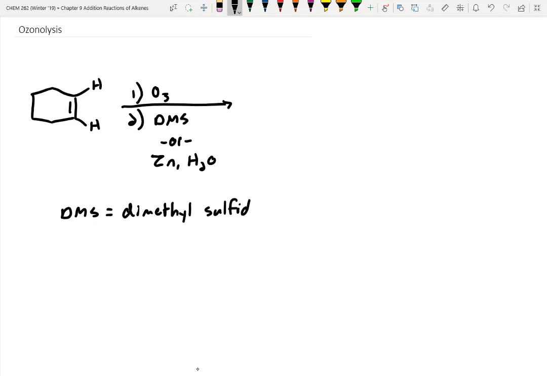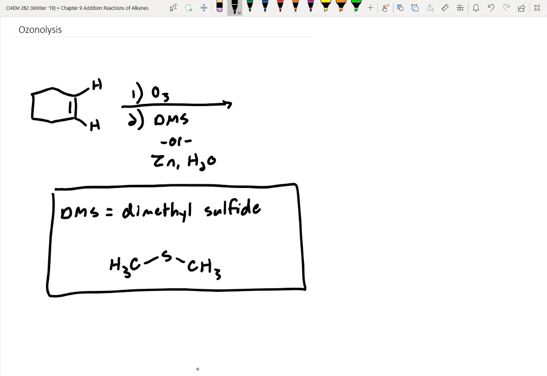This is dimethyl sulfide. Very, very stinky stuff. Oops, forgot my carbon. It's got a sulfur in between two methyl groups. In general, sulfur-containing compounds stink to high heaven. So oftentimes you'll see the zinc and water used just because zinc's cheap, water's cheap, and it doesn't stink.